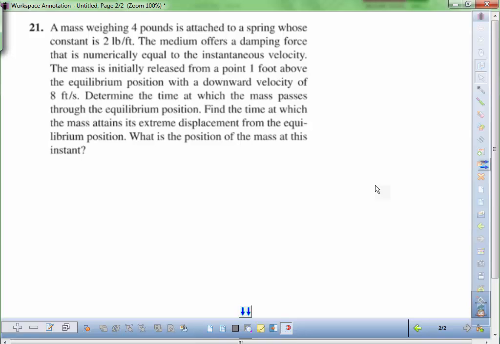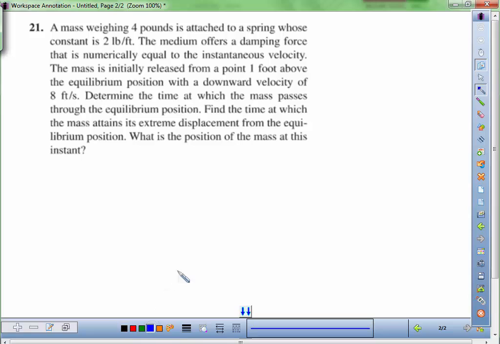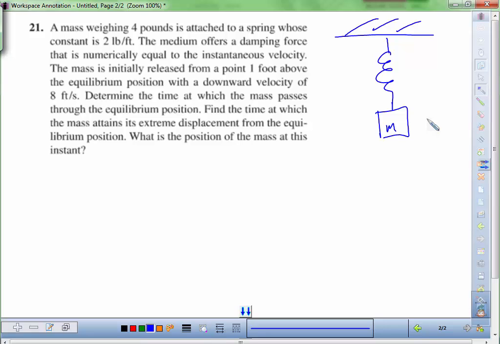All right, we have a mass weighing 4 pounds, and for these things it's almost obligatory to draw your spring, with a mass. So the mass weighs 4 pounds, but somehow that needs to be translated. And I think this was our error, that it needed to be translated into mass, which is in grams or kilograms if we're in the metric system.